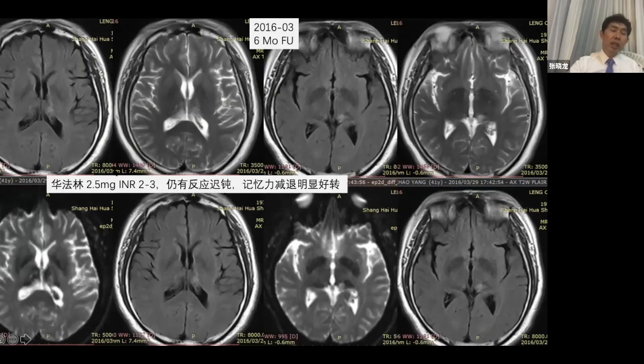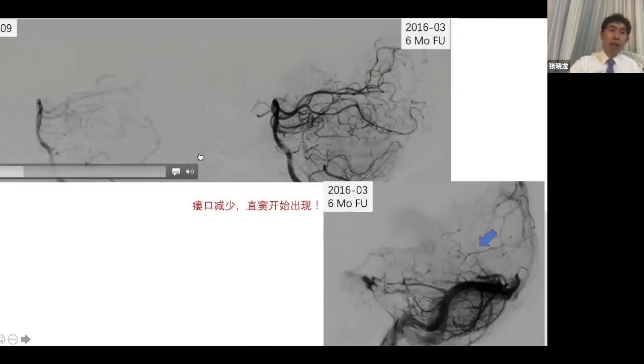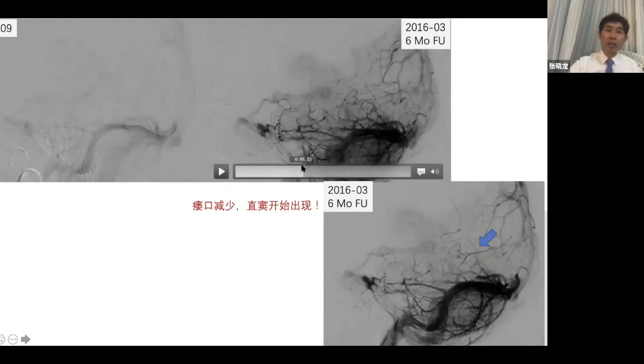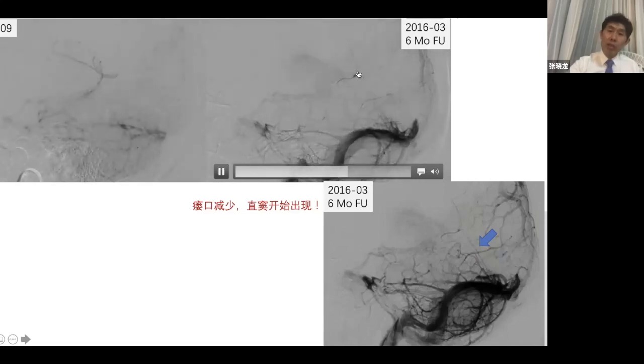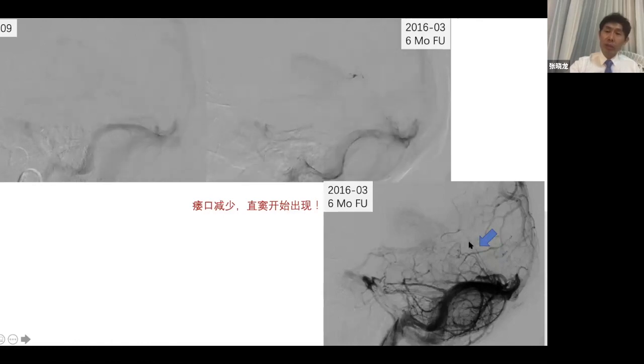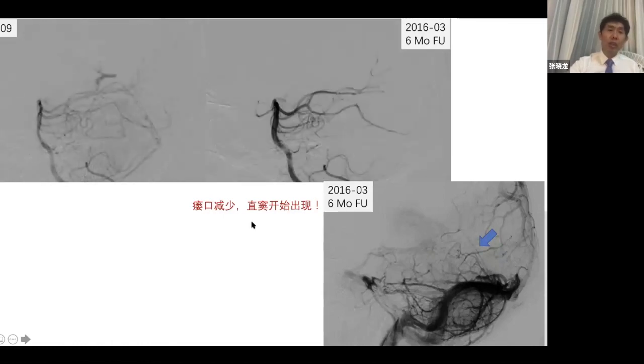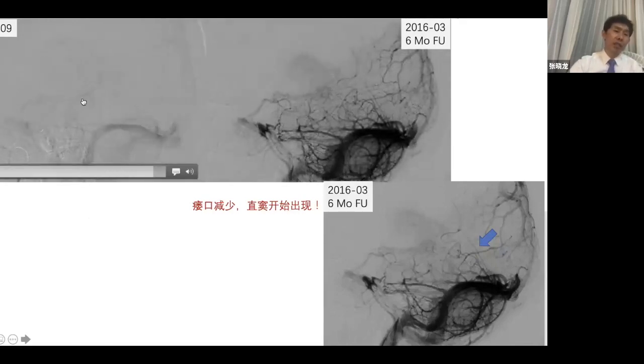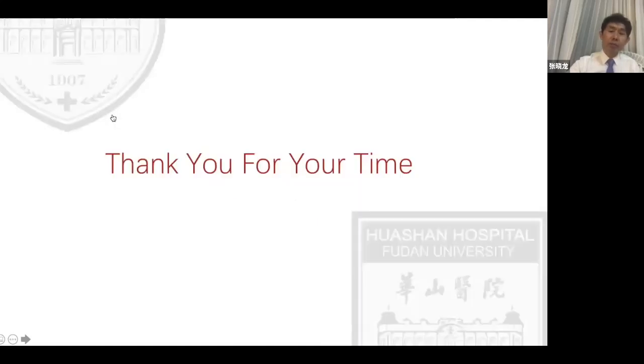We just let the patient take warfarin, and 6 months later, the MRI shows the edema was totally gone. And we rechecked the DSA. The fistula was really totally gone, and the straight sinus was a little bit reopened. And here, we didn't do embolization, and you know, it's almost impossible to embolize this small fistula. So thank you for your time.